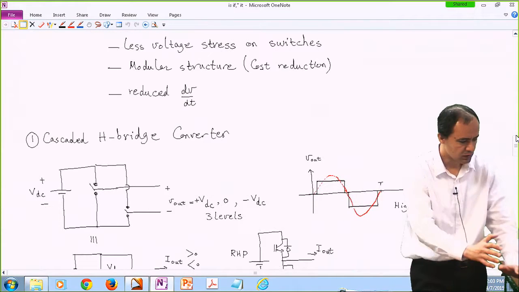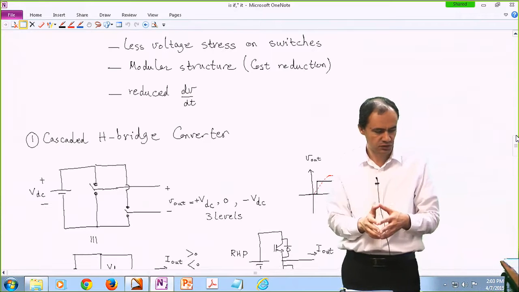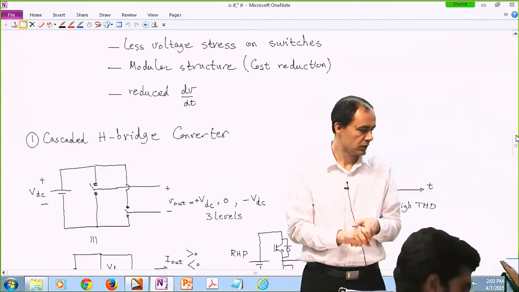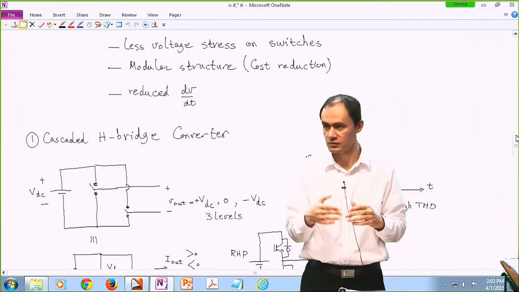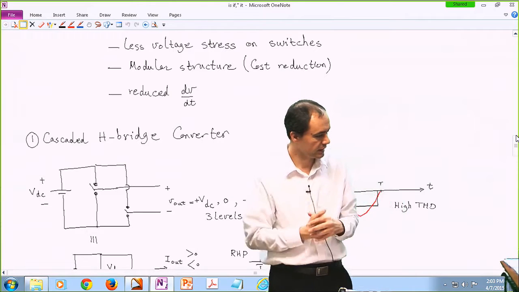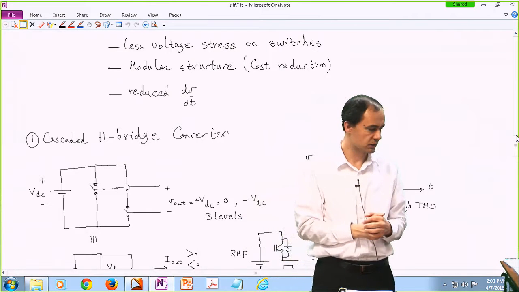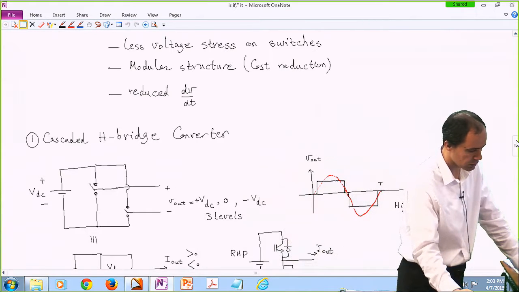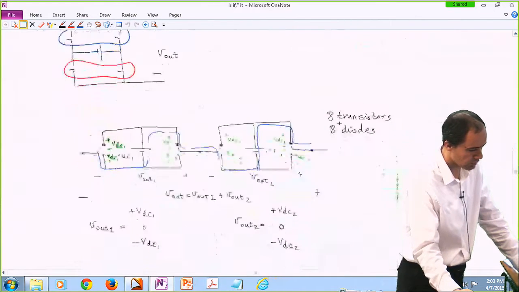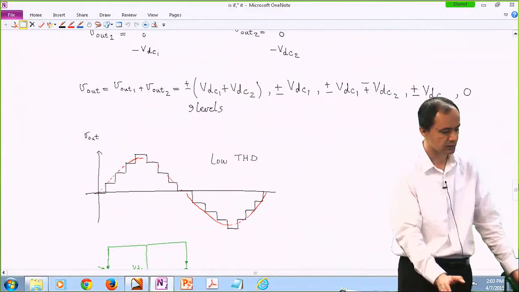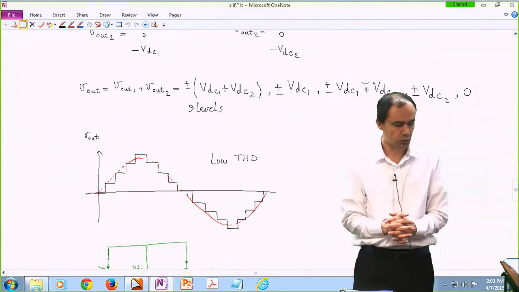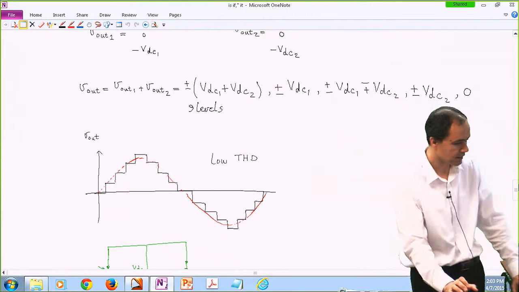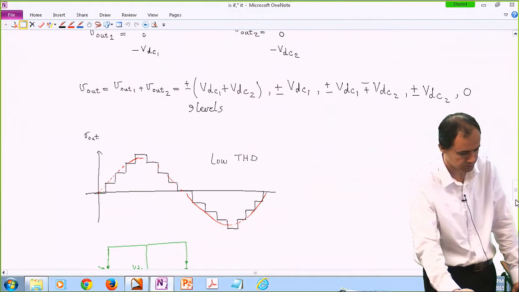The first one that we covered was the cascaded H bridge converter. As the title suggests, you have one H bridge, which gives you 3 levels: 0, positive VDC, and negative VDC, depending on the switch configuration. Then you cascade these with each other to achieve higher voltages, something like this. We cascaded 2 of them, and we were achieving up to 9 levels.